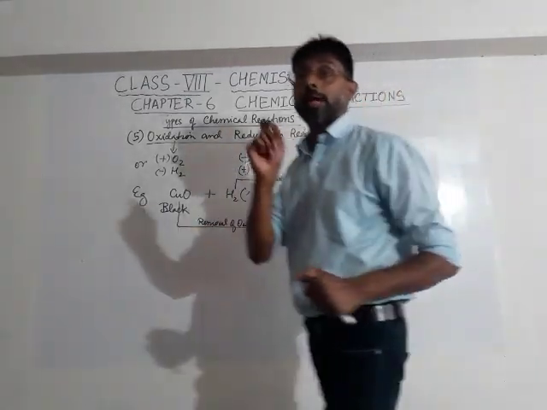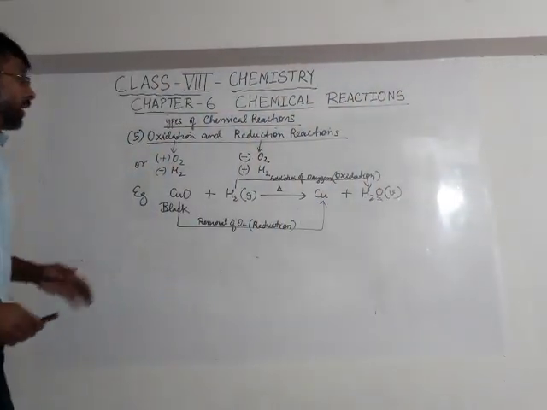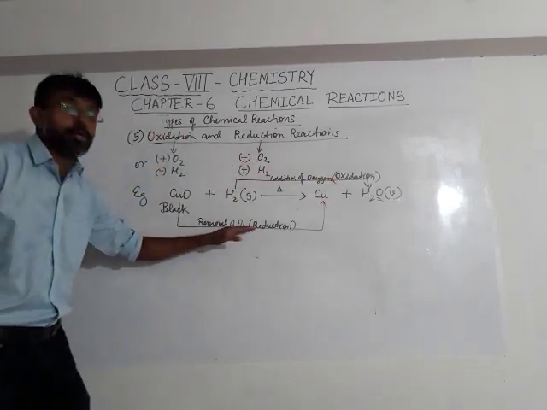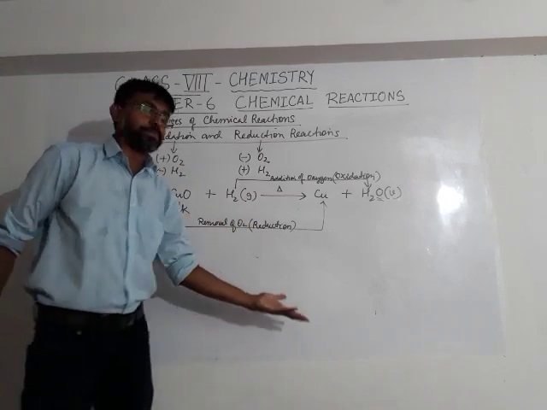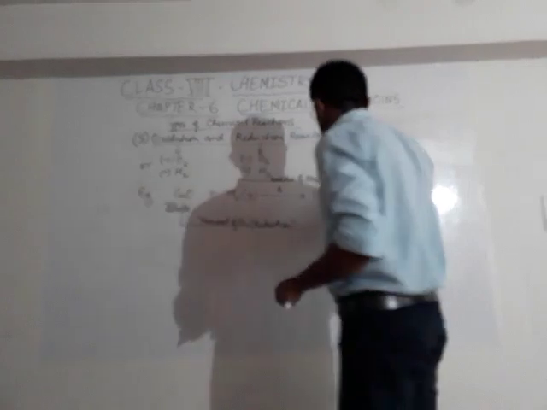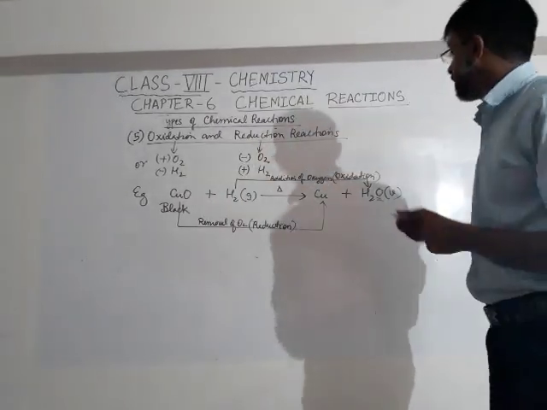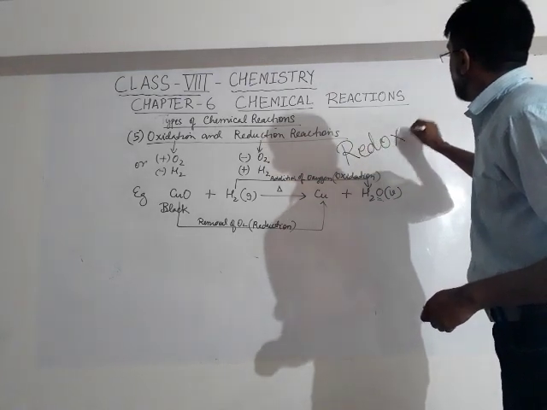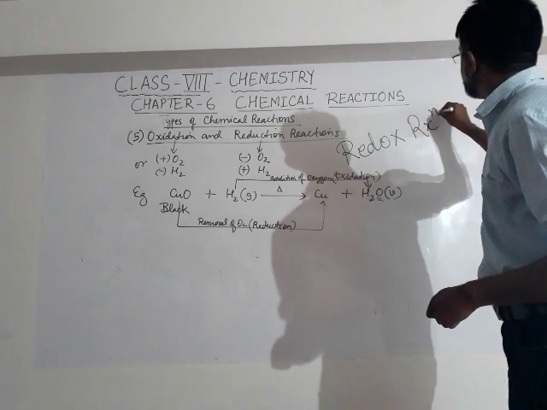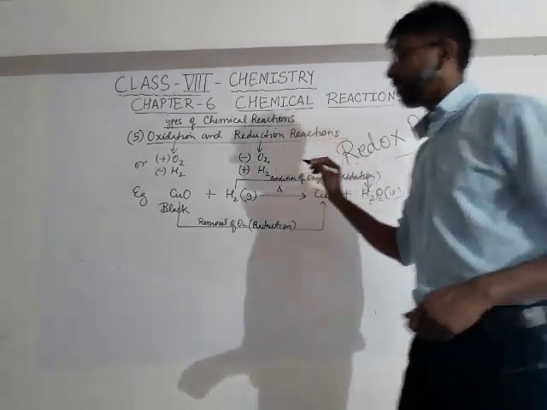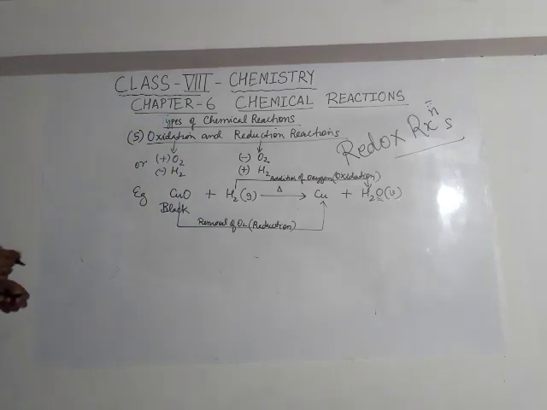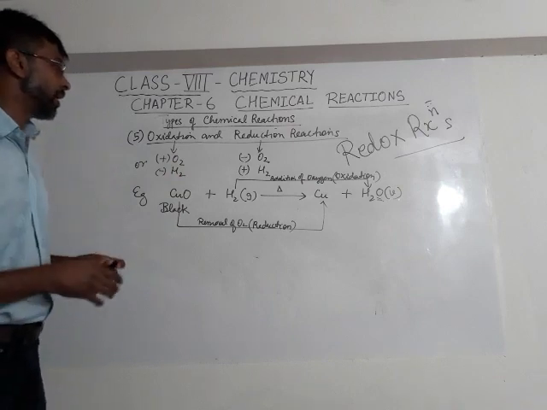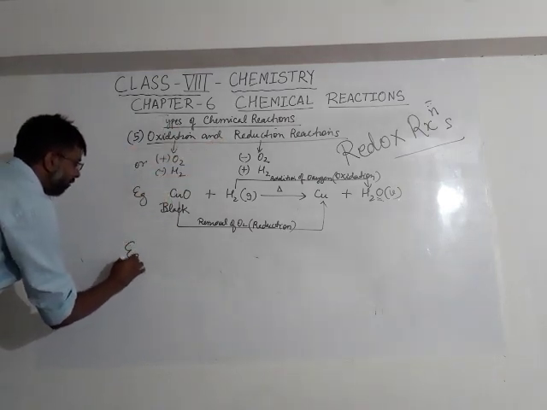But a very important point to understand is that a reaction in which both oxidation and reduction occur simultaneously is called a redox reaction. Please remember this. Redox reactions are those reactions in which oxidation and reduction take place simultaneously. This is one example. I want to give you one more example.